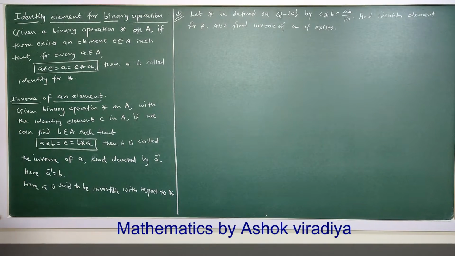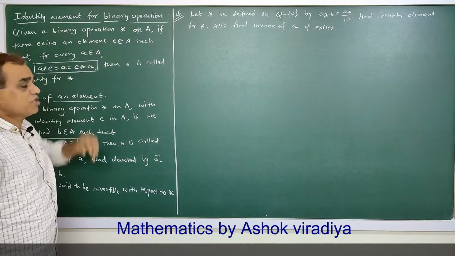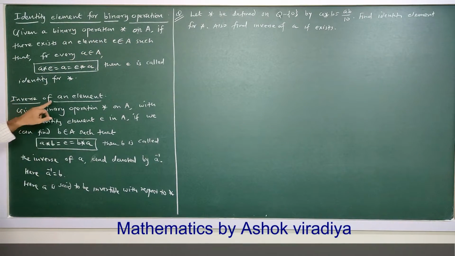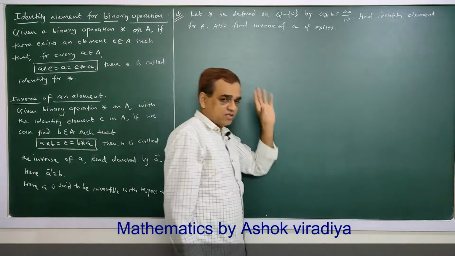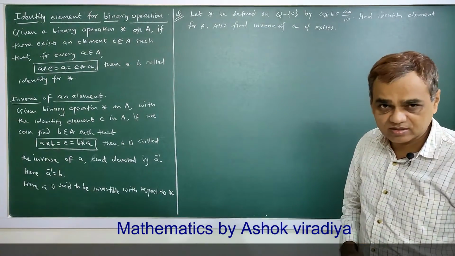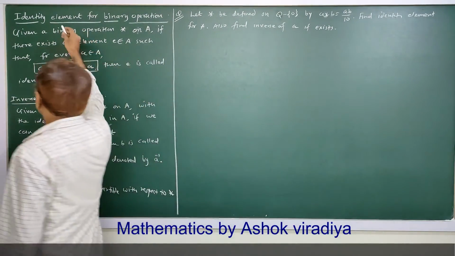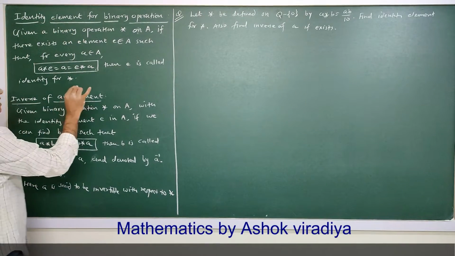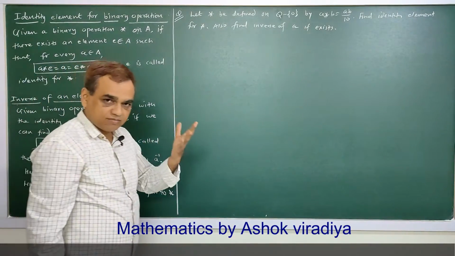Now next topic is identity element of a binary operation and inverse of an element. Here I have written a definition, and on this definition I will explain this question. But before discussing a question and definition, let us understand this word identity element and inverse of an element for binary operation. I take very simple example.